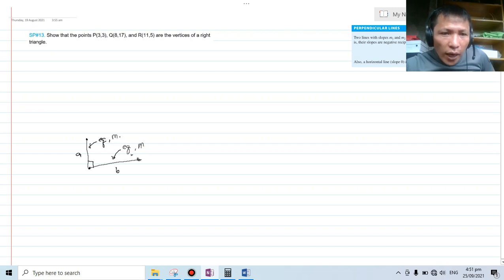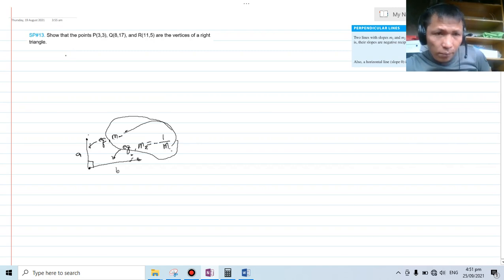If I prove this M, the theory of perpendicular lines states that two lines are perpendicular when M2 is equal to negative 1 over M1. Meaning, if this is M1, the other slope should be negative 1 all over M. Once I show that, I have solved the problem. That is the first solution that I'm going to present.